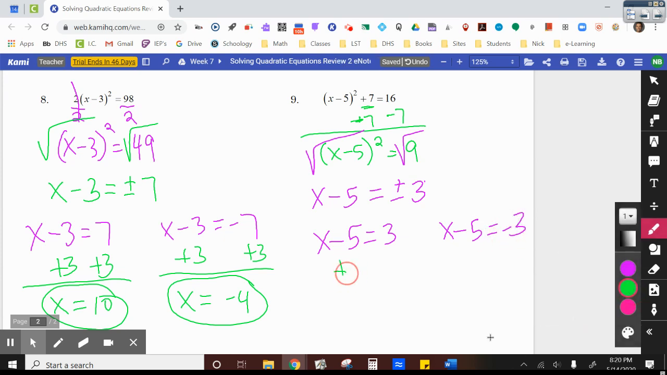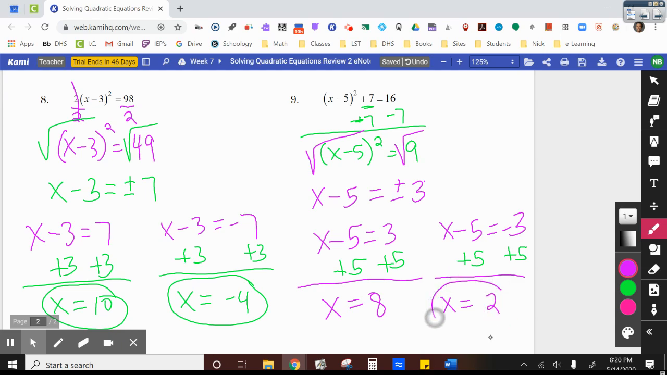And solve this. We add 5, we add 5. So here we get x is equal to 3 plus 5, which is 8. And we're going to do the same thing here. Add 5, add 5. And we get x is equal to negative 3 plus 5, which is a positive 2. And that's my two solutions.